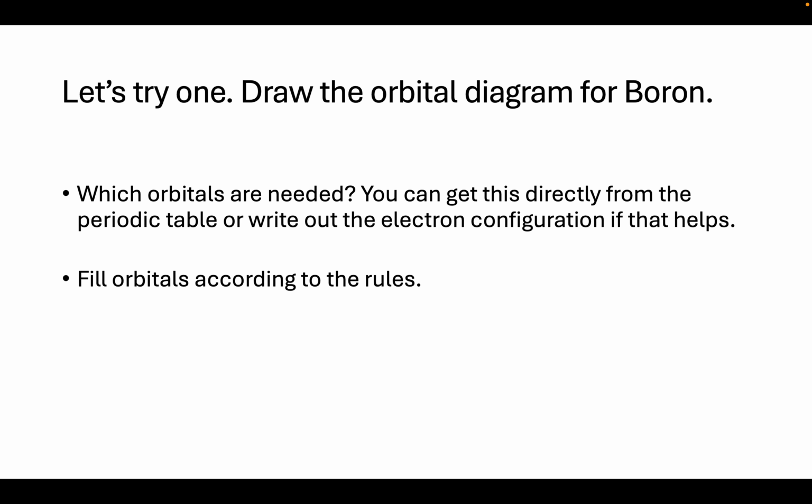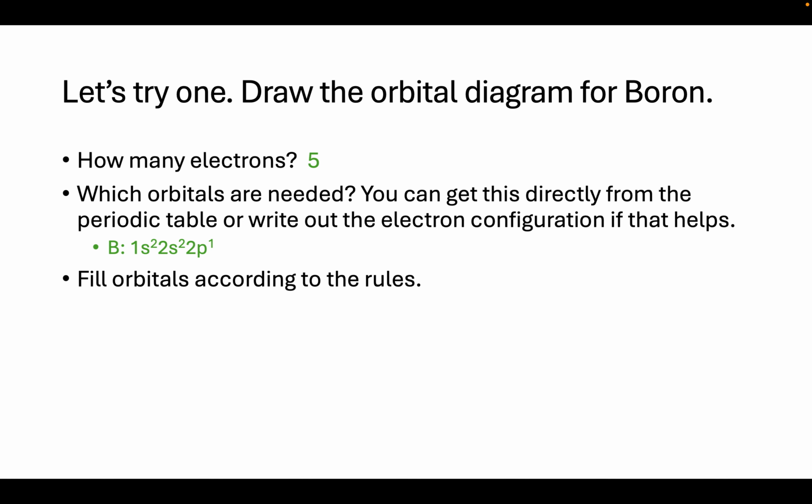Let's dive in and try one. So we're going to draw the orbital diagram for boron. First we need to figure out how many electrons it has. So look on the periodic table, pause for a sec, how many electrons? Correct, there are 5. So which orbitals are needed? You can get this directly from the periodic table, of which you've had a little practice, or use the periodic table, or the little diagram thing, to write out the electron configuration if that helps you. Ultimately, if they're not asking for the configuration, they just want the orbitals and you feel comfortable, you can skip that step, but let's do it.